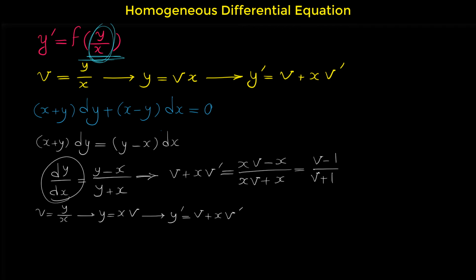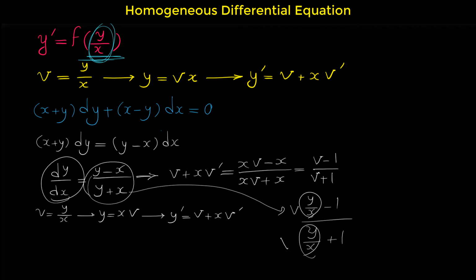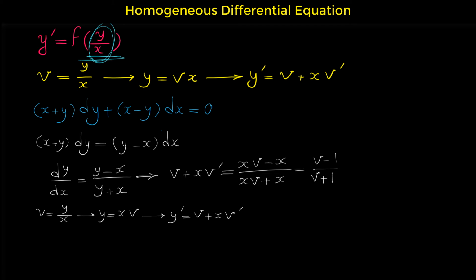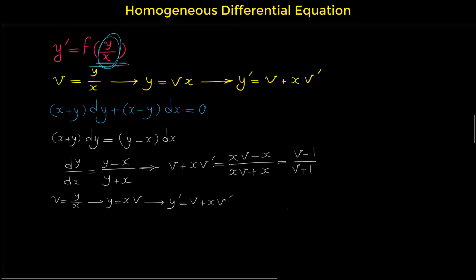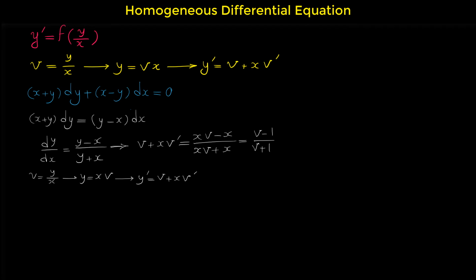Another way that we can get to this is to note that if we divide the numerator and denominator of this fraction by x, as I showed you earlier, we have y over x minus 1 over y over x plus 1. Y over x is v, so we have v minus 1 like here, and v plus 1 in the denominator. Let's continue solving. Now here, if we move this v to the other side of the equation, we have x v prime equals v minus 1 over v plus 1 minus v.